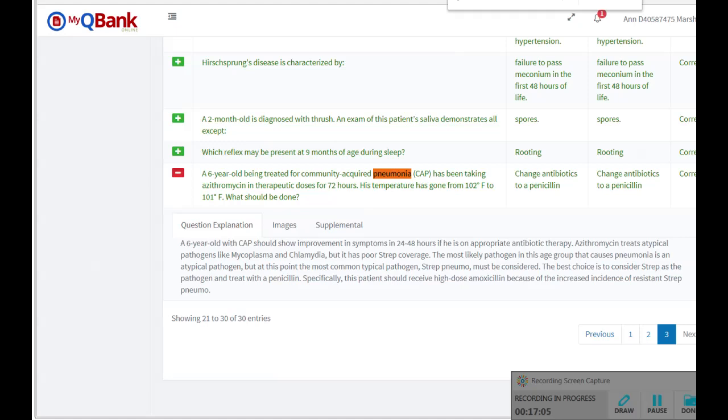The rationale is that a 6-year-old with community-acquired pneumonia should show improvement in symptoms in 24 to 48 hours if he's on the appropriate antibiotic therapy. Azithromycin treats atypical pathogens like mycoplasma and chlamydia, but has poor strep coverage.